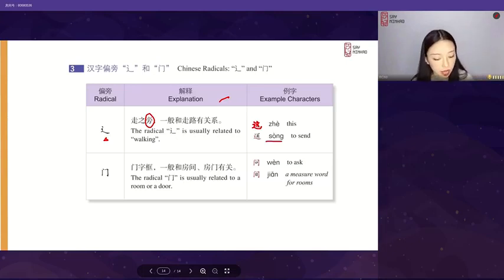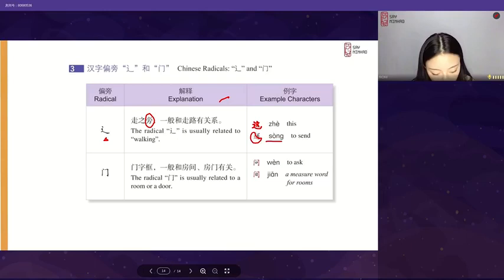And next, sòng, which means to send. To send someone or something, we all need to use our legs to walk. So there is this 走之旁, this radical. Okay, 走之旁.